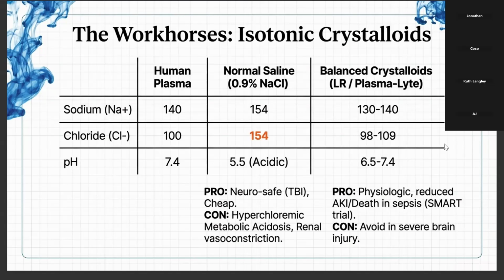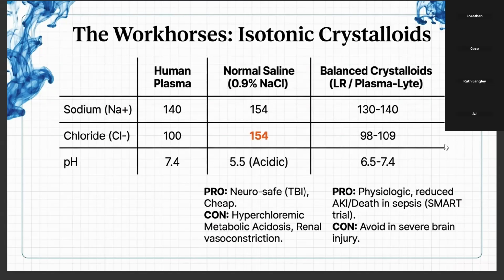So the pros of Hartmann's, it's more physiologic. It's more like what we have in our bloodstream. You get reduced acute kidney injury, stroke, death in sepsis, and there are trials that have shown this. You avoid it in severe brain injury because it can cause swelling.